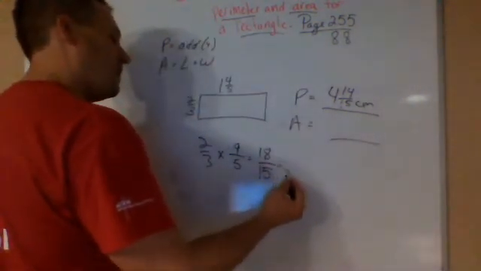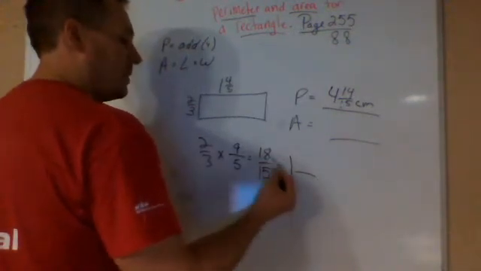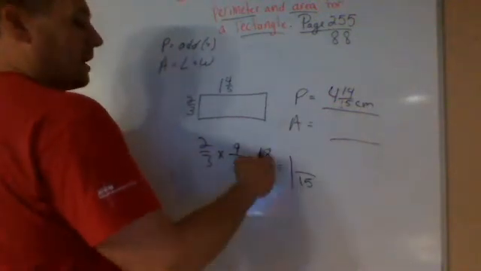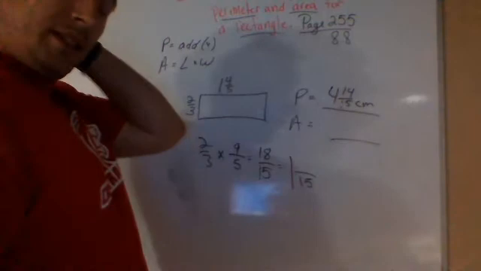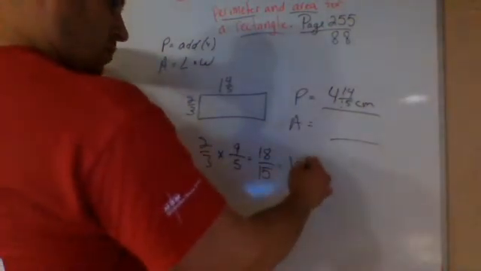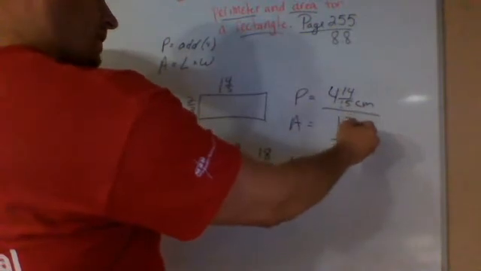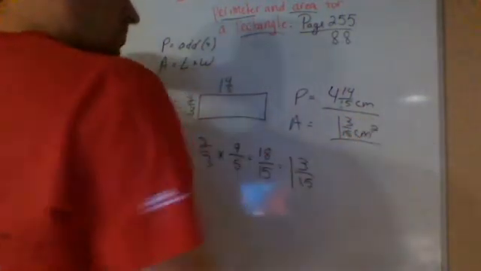18 divided by 15 is going to be 1. We keep the denominator. 1 times 15 is 3 short of 18, so we have 3 left over. So our answer for our area is actually 1 and 3/15 centimeters squared.